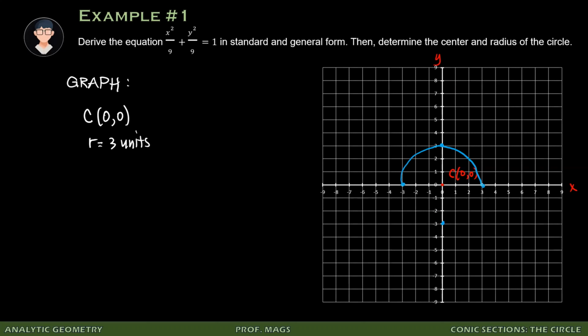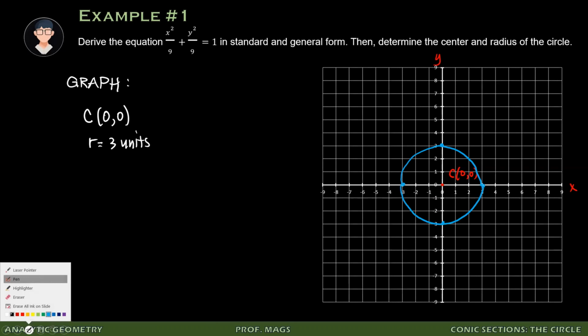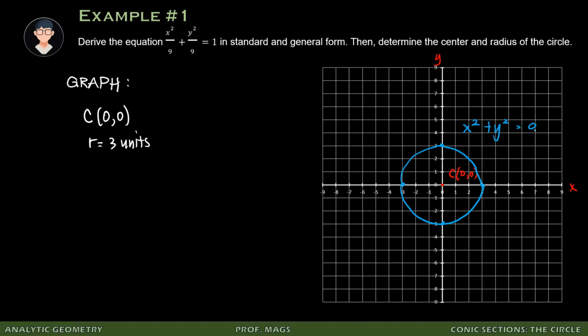So if you're going to sketch this, you will form a circle. And you can also name this circle right here based on the standard equation of the circle. So we can say that this circle right here is x squared plus y squared is equal to 9. Let's proceed to example number 2.